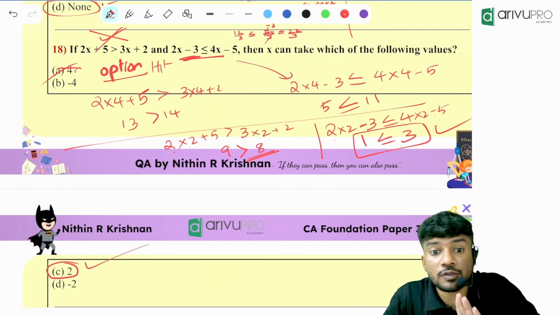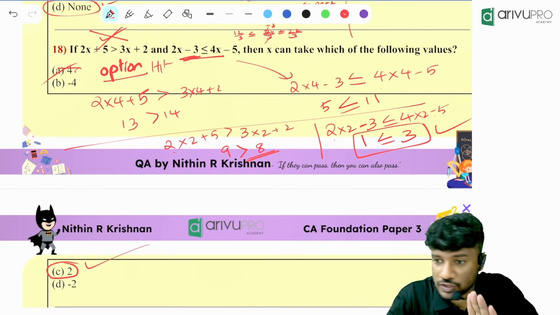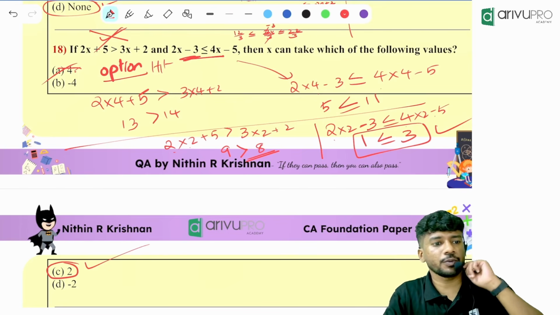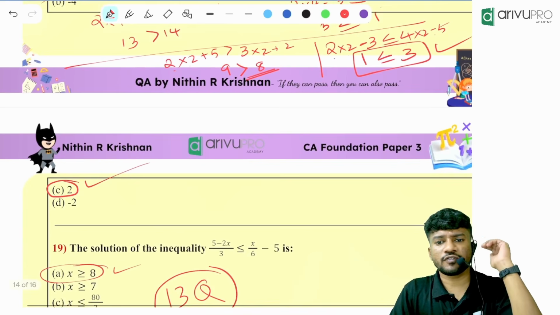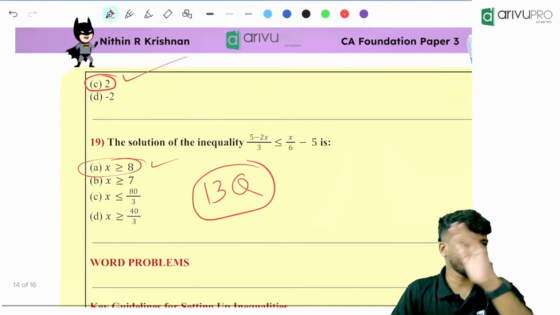So option hitting also works in most of the cases. Got it, people? I hope you guys understood this. If so, we are going for the word problems. Okay, the final part.